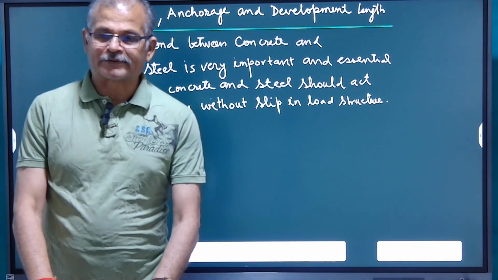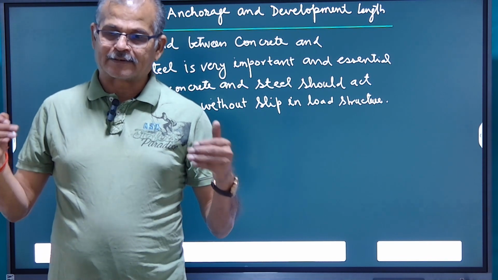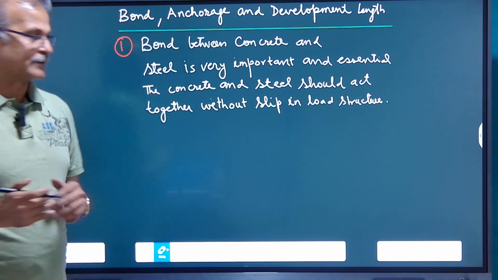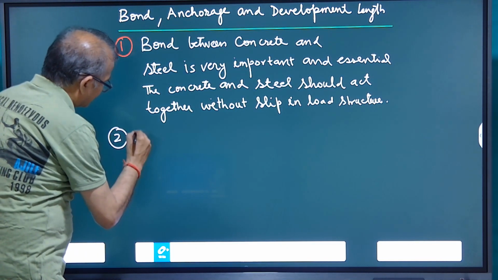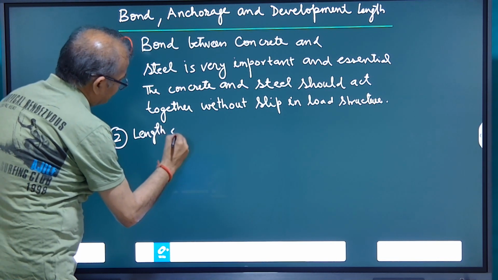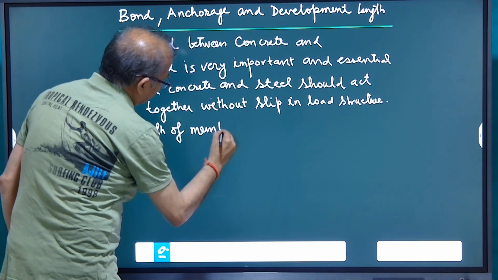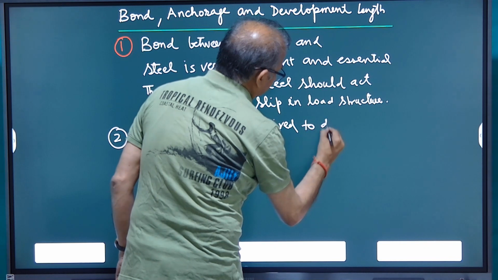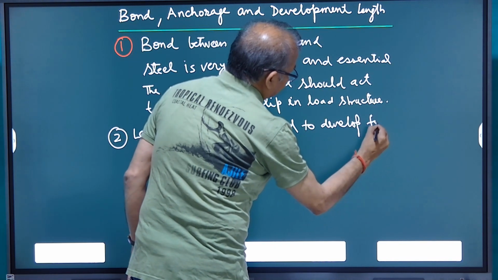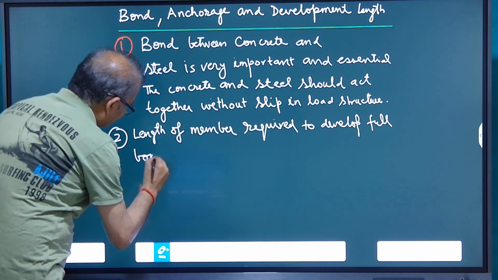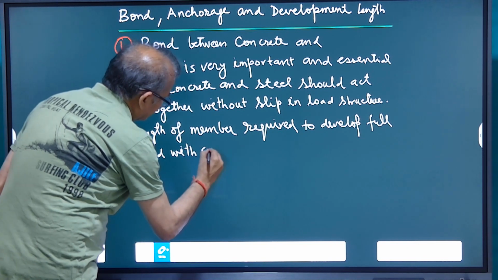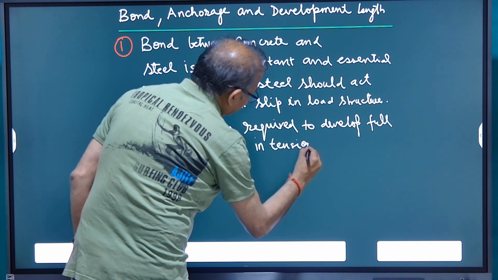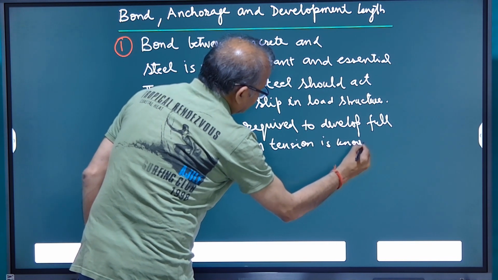Now, the another important question is the length of member should be such that it should be anchored in the concrete such that it should not slip. So, length of member required to develop full bond is known as anchorage length. So, length of member required to develop full bond with concrete in tension is known as anchorage length.